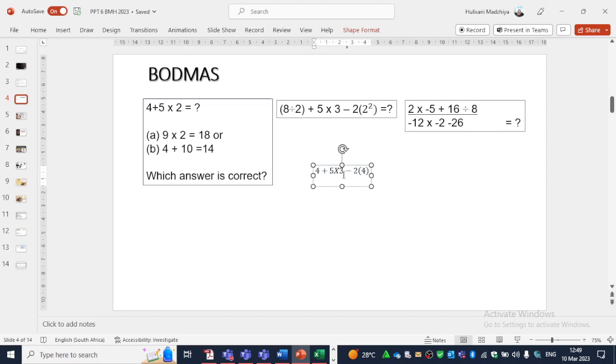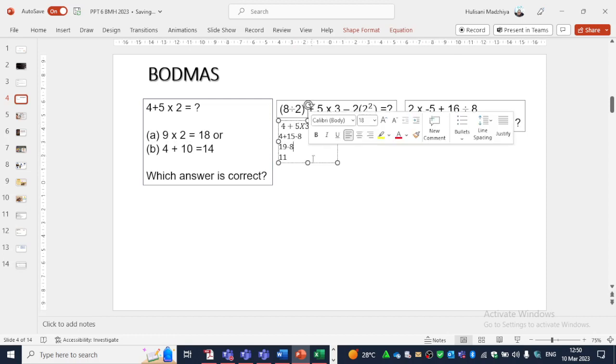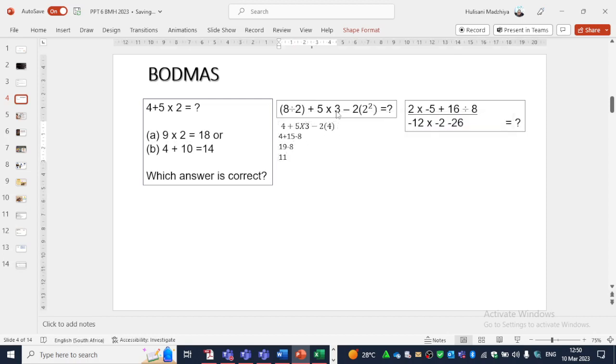So meaning that now on the second step we're going to be having 4 plus 15 minus 8. And then from there, the final answer will be 19 minus 8 is 11. So we're going to have 19 minus 8, and the last answer is 11. So this will actually be the solution for this equation.